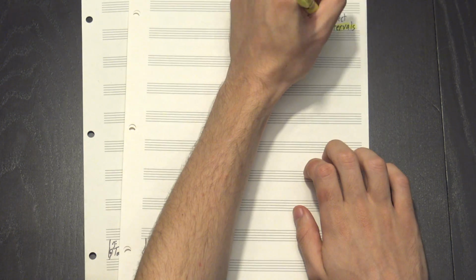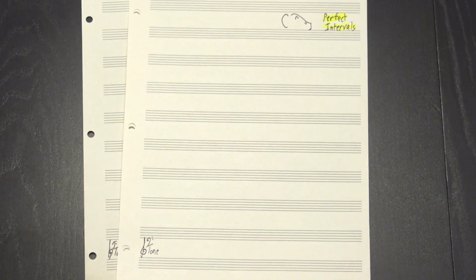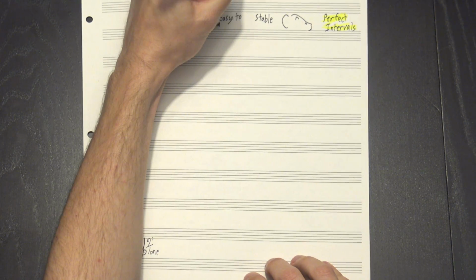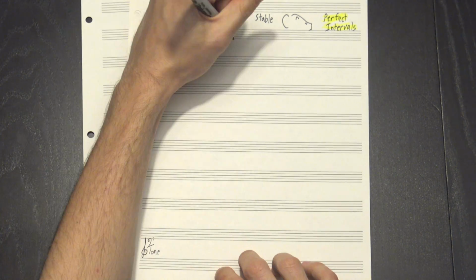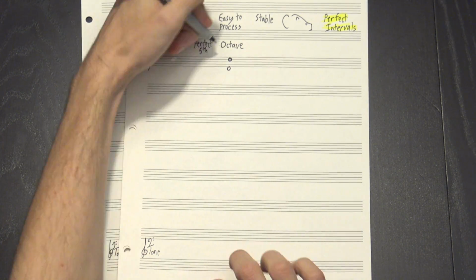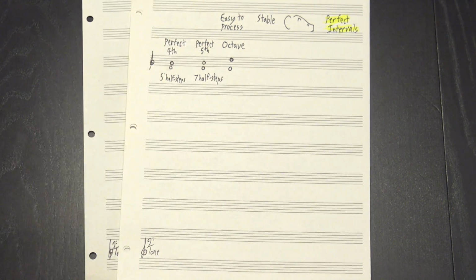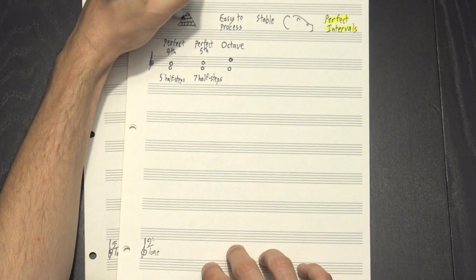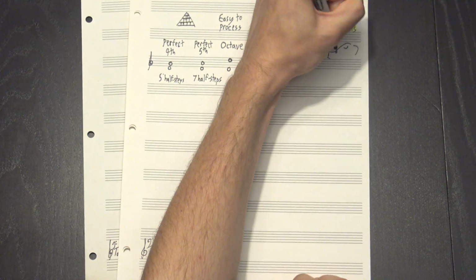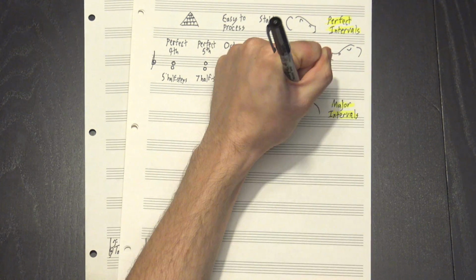Perfect intervals, as the name implies, are the most consonant ones. They sound incredibly stable and take very little effort to process. The octave is a perfect interval, as is the perfect fifth, which is 7 half steps, and the perfect fourth, which is 5. These form the basis of many of our most important sounds, but on their own, they're a bit boring. Major intervals, on the other hand, are a little more colorful.